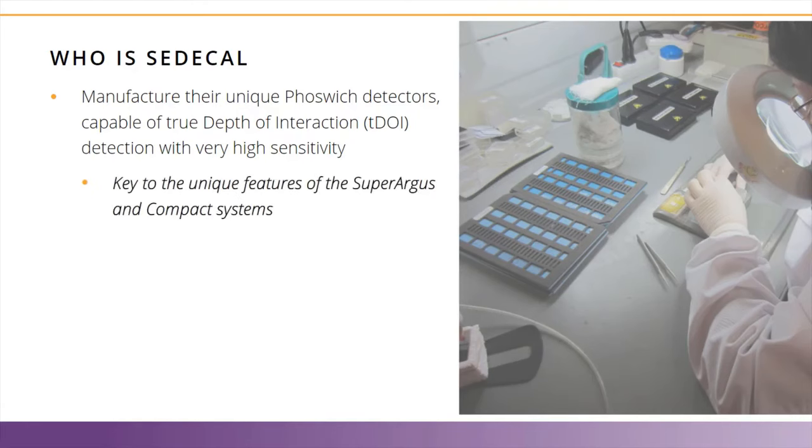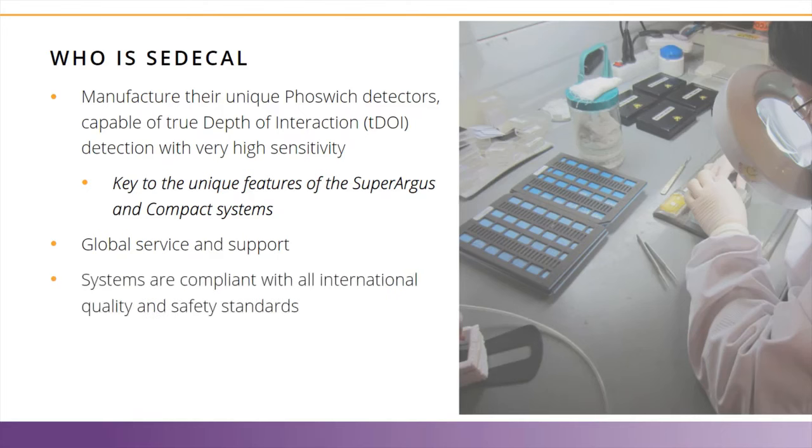These detectors are key to the unique features of the SuperArgus and compact systems. The same detectors are used in both systems and provide true depth of interaction, or TDOI, which we will talk about in more detail towards the end of the presentation. These detectors are also highly sensitive, again adding to the unique features of the SuperArgus systems. Sedecal provides global service and support, and with Scintica Instrumentation located in southwestern Ontario in Canada, there is an opportunity for even closer service and support options. Sedecal manufactures their preclinical systems to meet or exceed all international and safety standards.